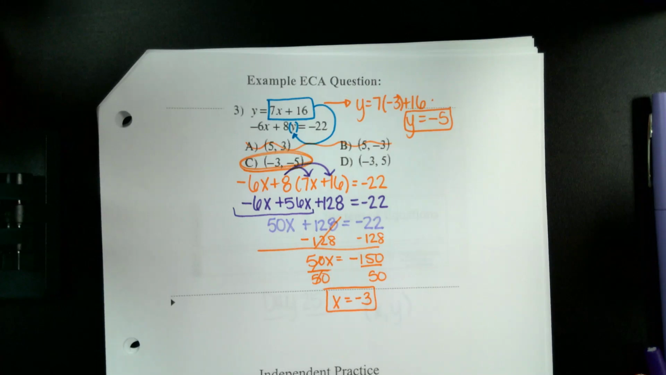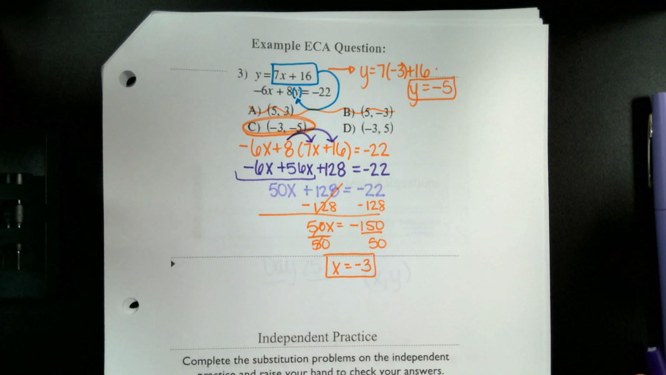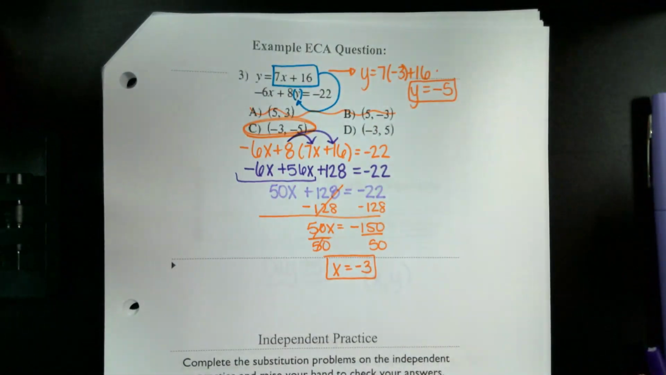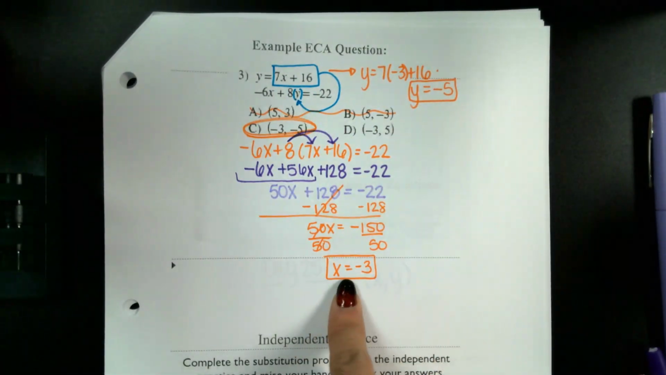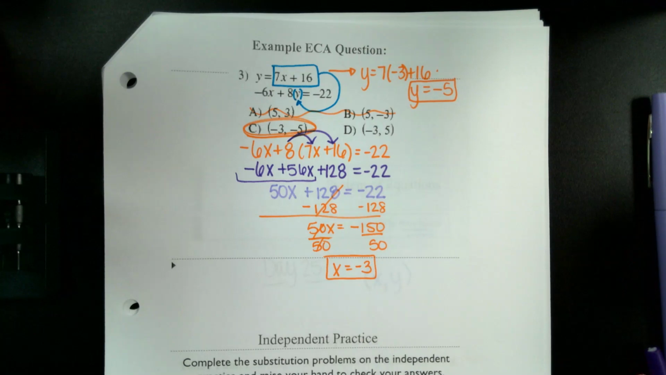Nice job, guys. I'm going to say this. If you were able to get negative 3, that's great. Because you guys have only seen a couple of examples, and if you were able to do this kind, this is the hardest kind. So if you were able to do this and get that answer, you just did 80% of it completely on your own. Good job. I'm proud.